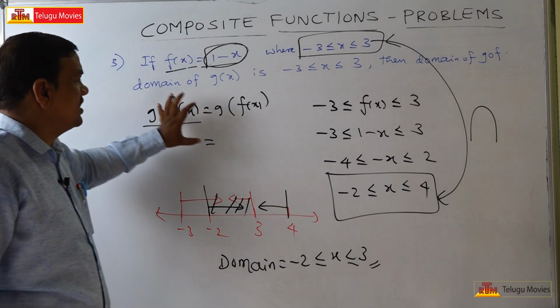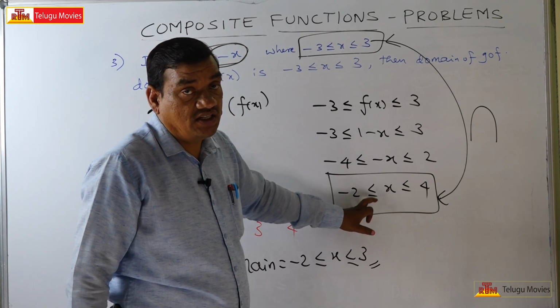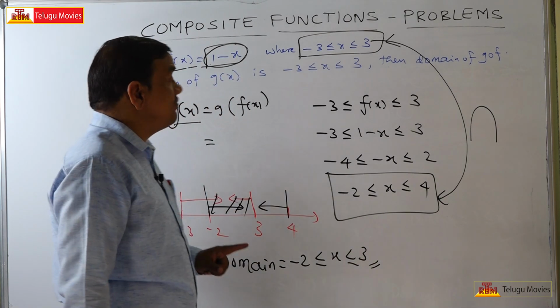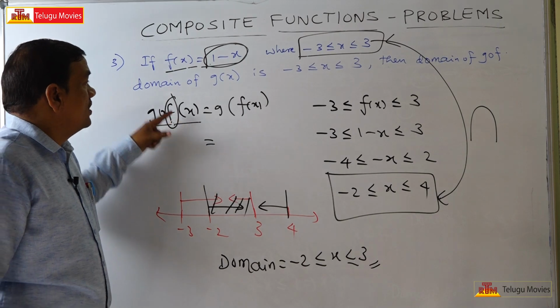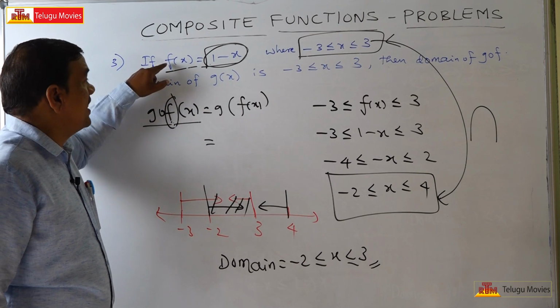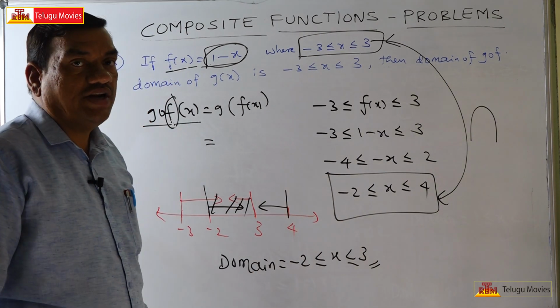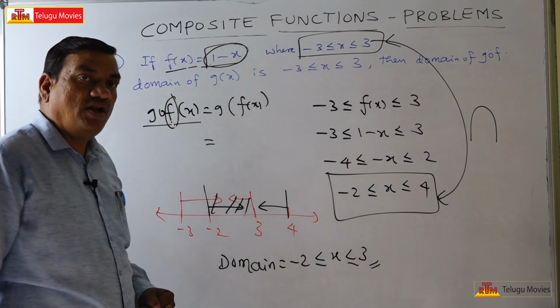That means finding g circle f of x alone won't be the final answer. Your final answer will be the intersection part of the domain of g circle f of x and the domain of f of x. Okay now? I hope that you understand this solution. Let us go for the next problem.